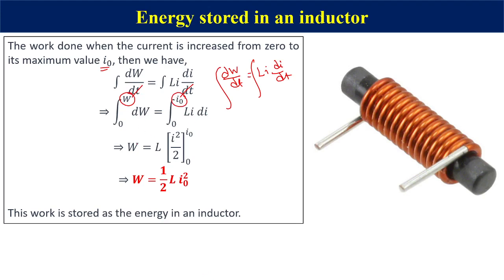So 0 to W dW is simply W, is equal to L, which is a constant that comes out of the integration sign, and you basically remain with integration of I di, which is I square upon 2. So I have written I square upon 2 with limits 0 to I naught. If you put it in, you get this expression: W is equal to half L I naught square. So this work is stored as the energy in the inductor. Basically, this is the amount of work which the current has to do in order to flow against the back EMF, or against the opposition provided by the back EMF. And this is the amount of energy which will be stored in the inductor.